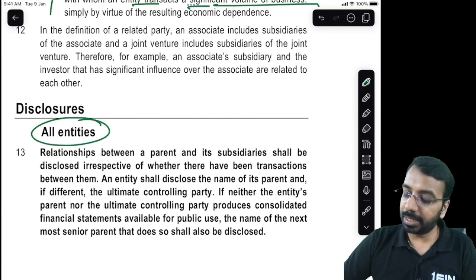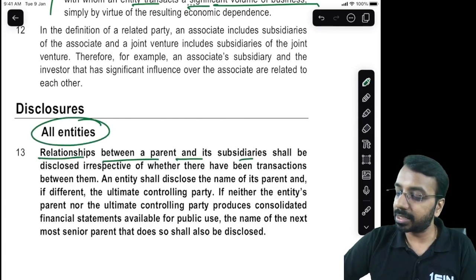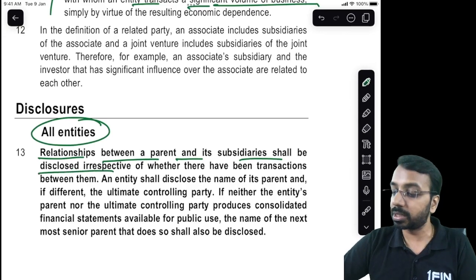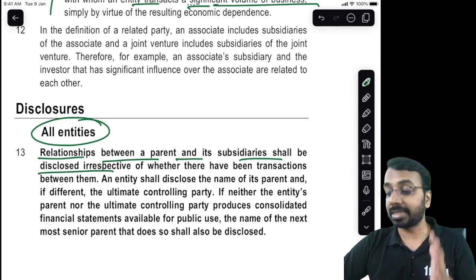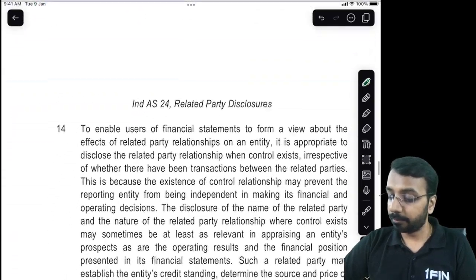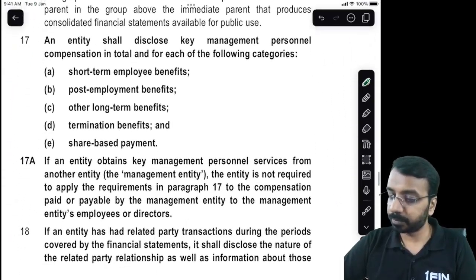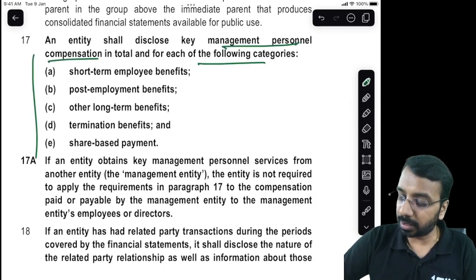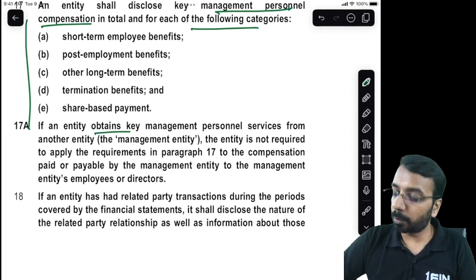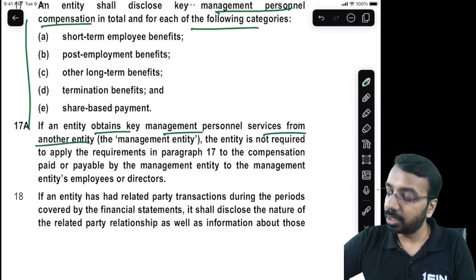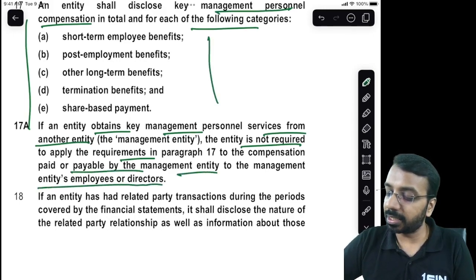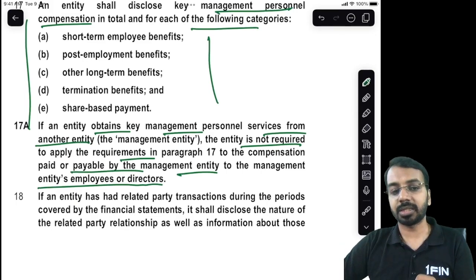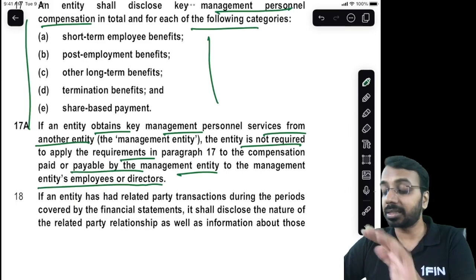Disclosures for all entities: the relationship between parent and its subsidiaries will be disclosed irrespective of whether a transaction has happened or not. Then you will disclose KMP compensation in total for each of the categories. Then if you are obtaining KMP services from another entity, you are not required to disclose the amounts paid by the management entity. The management entity employs a director.